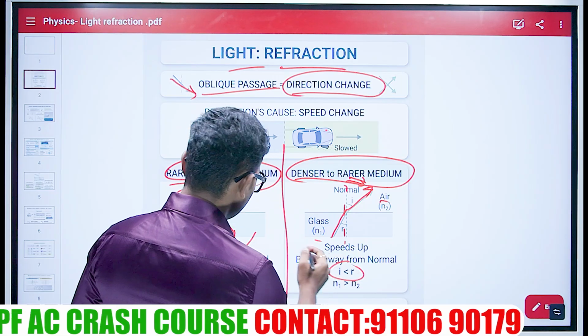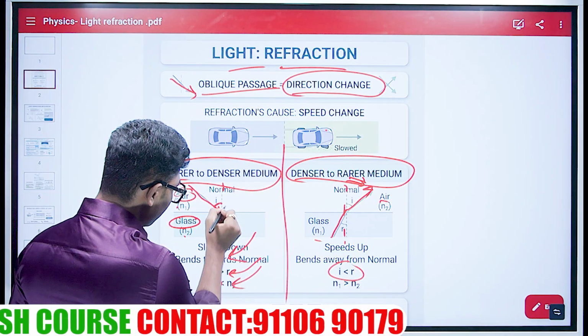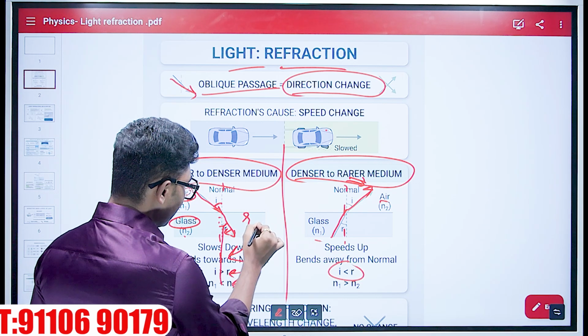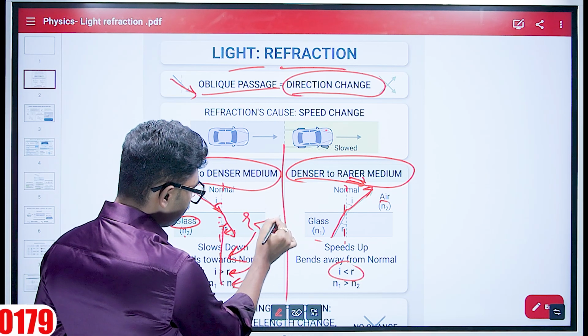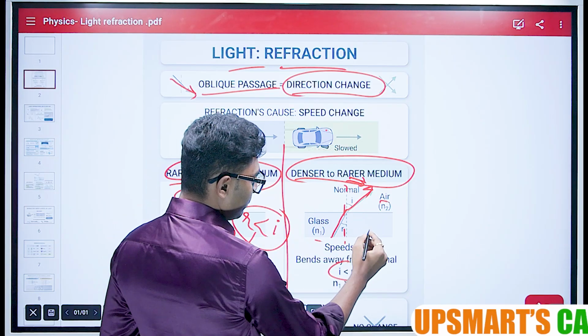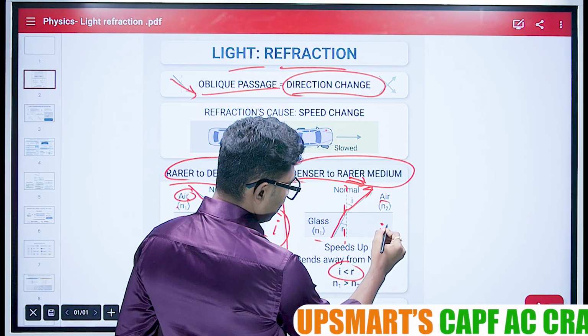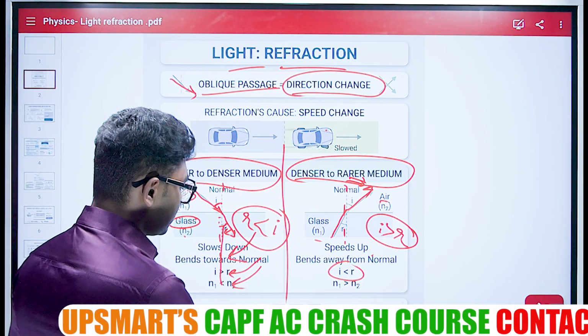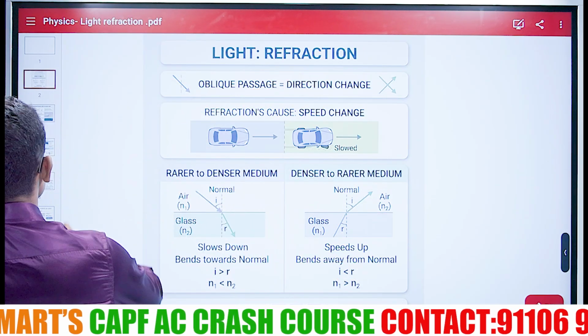Here, the incident angle and the refracted angle. From rarer to denser medium, the refracted angle will be less than the incident angle. From denser to rarer medium, the incident angle will be less than the refracted angle. Always remember this. This is the basic concept. So we'll move next.